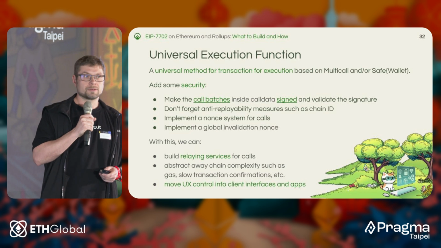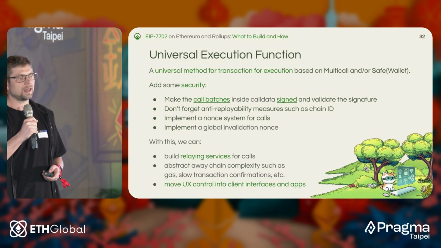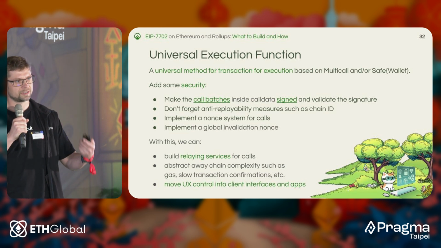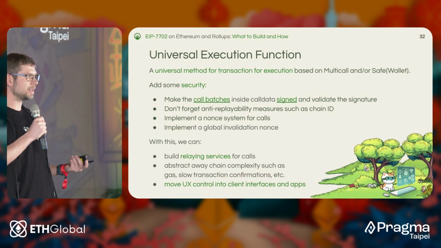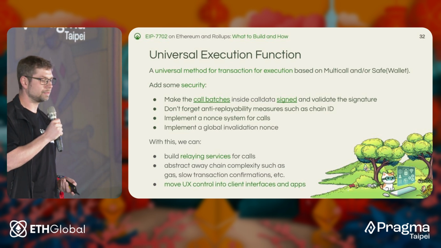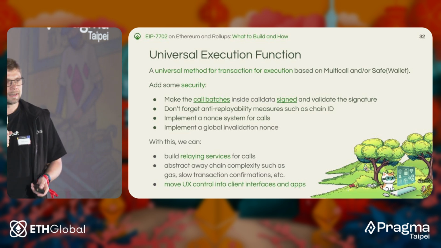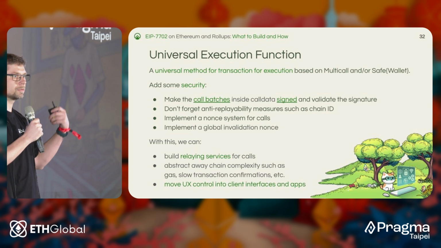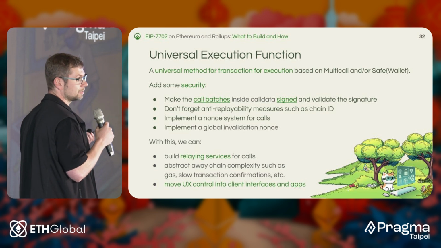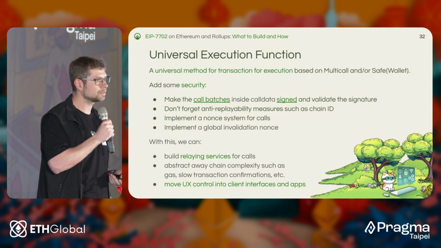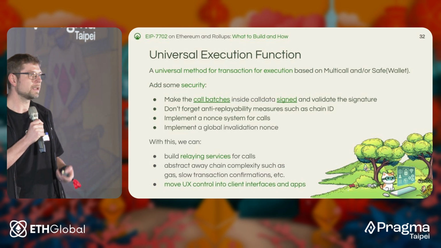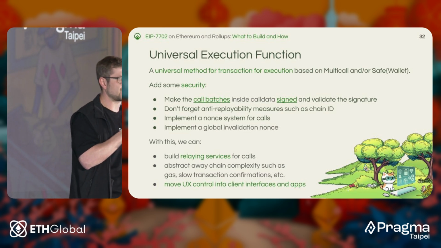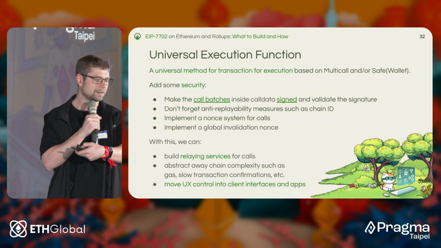And this becomes really strong and powerful because it allows us to build something else. It allows us to build relaying services that essentially receive these batches of calls and will be executing them on-chain on behalf of users. This way, we can abstract away all the complexity that exists on blockchain. So users no longer need to think about the gas configurations. The relayer will do it for them. Users will no longer need to think about having pre-funded accounts with assets to cover gas. The relayer can be covering that for them, right?